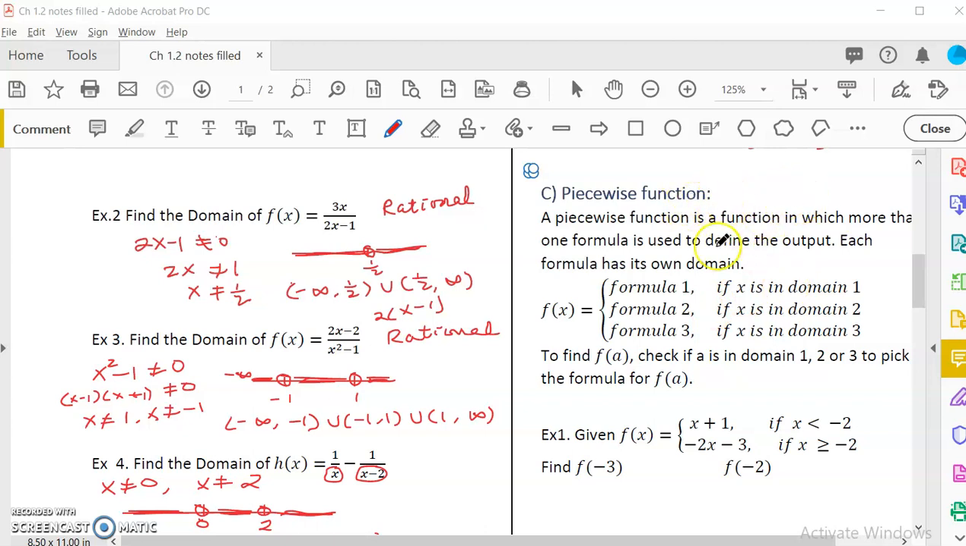So what is a piecewise function? A piecewise function is a function like f of x, but instead of one formula, it would have three formulas. Why would we have three formulas? We say a function is supposed to have one output, so why do we have three outputs? No. What happens is you only pick one formula for your output, because at the end of each formula, they tell you the domain that this formula serves. That means if x is in this domain, then you use this formula. If x is in the second domain, you use this.